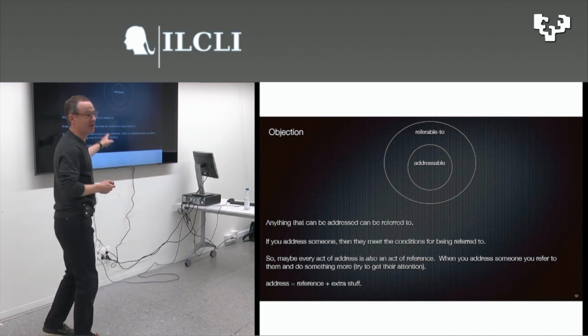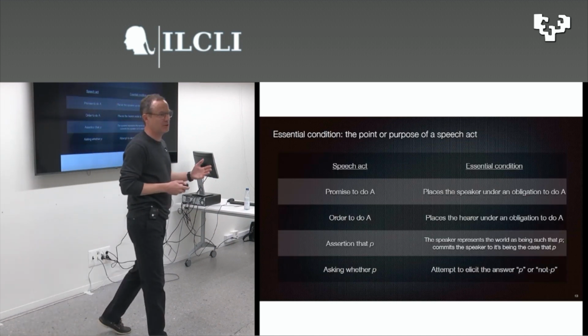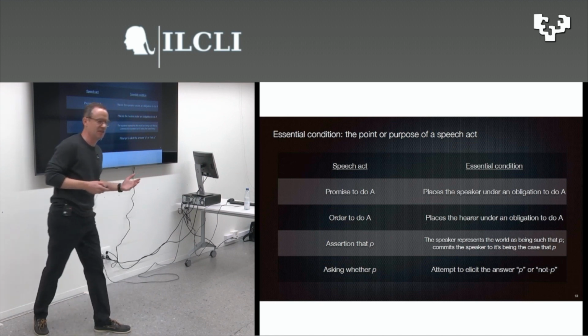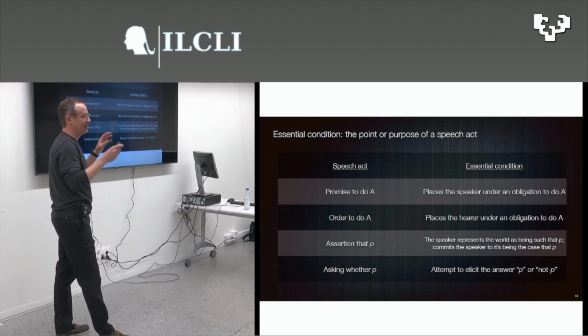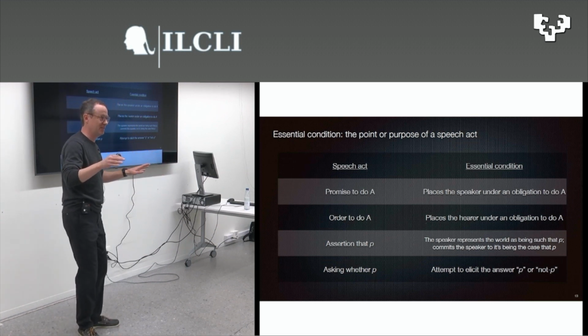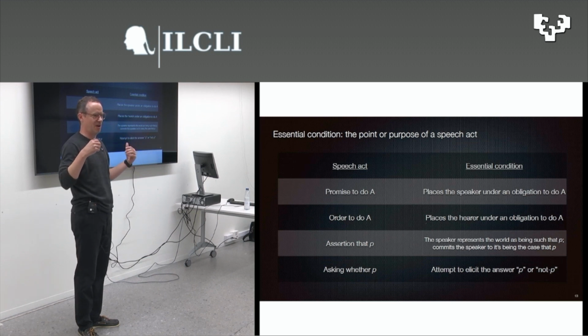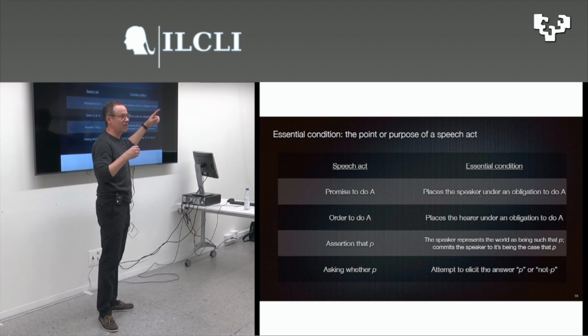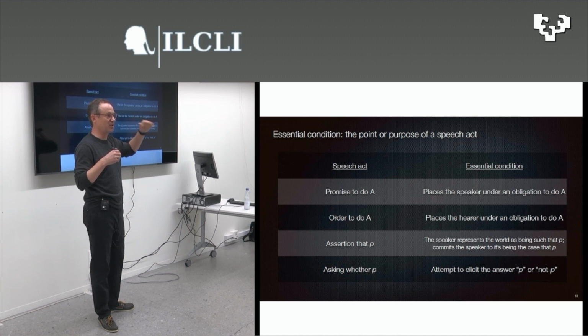All right, so I'm going to argue against that picture now. And to do so, I'm going to appeal to a certain kind of felicity condition that Searle calls the essential condition on speech acts. The essential condition on a speech act is a kind of felicity condition. It identifies the point or the purpose of the speech act. What is the purpose of making a promise? What is the point of making a promise? Well, it's to put the speaker under an obligation to perform a certain action. So that's the point of promising.